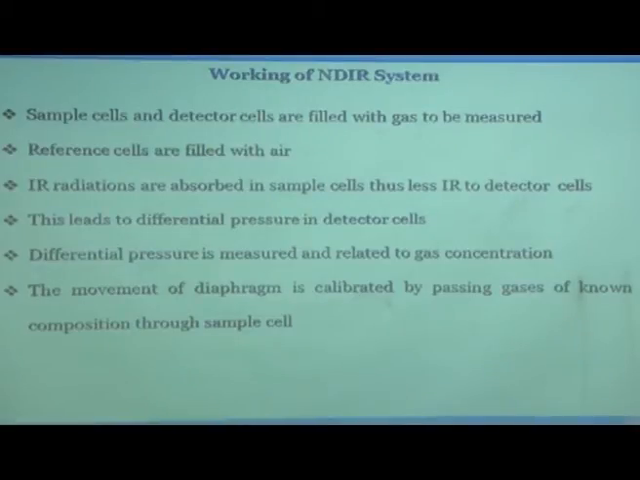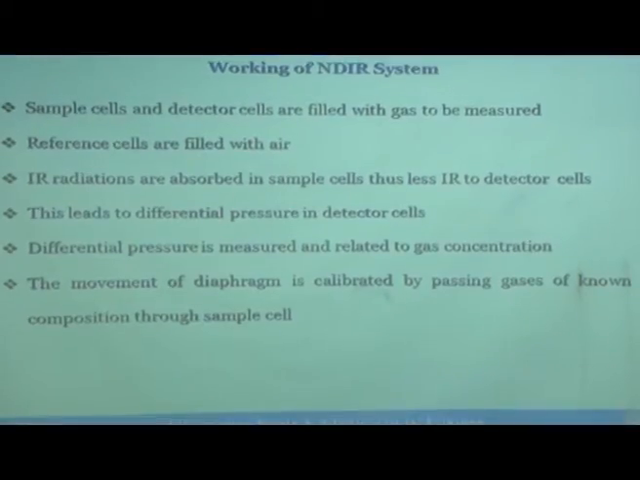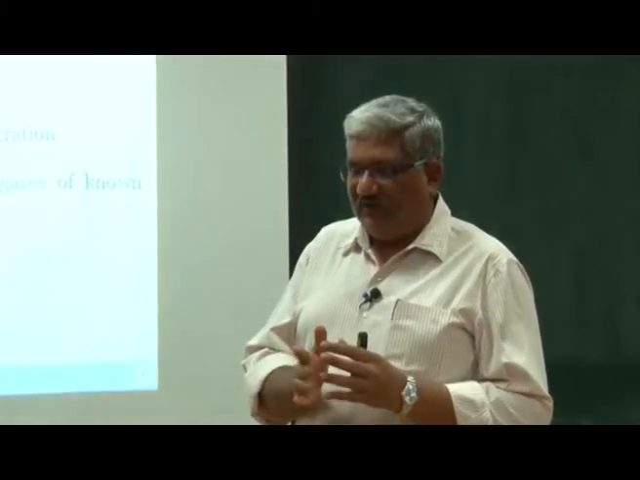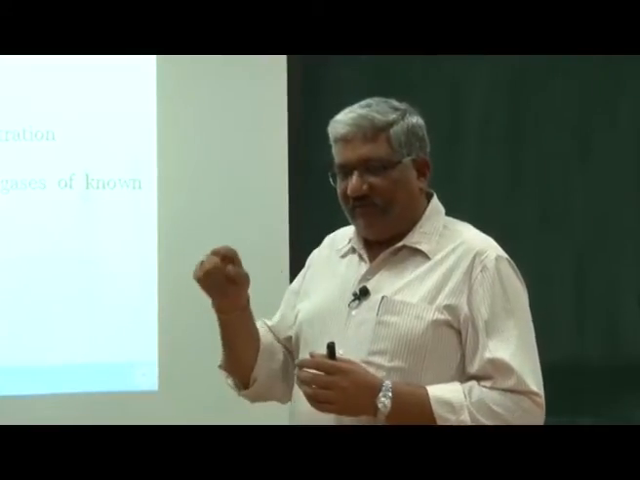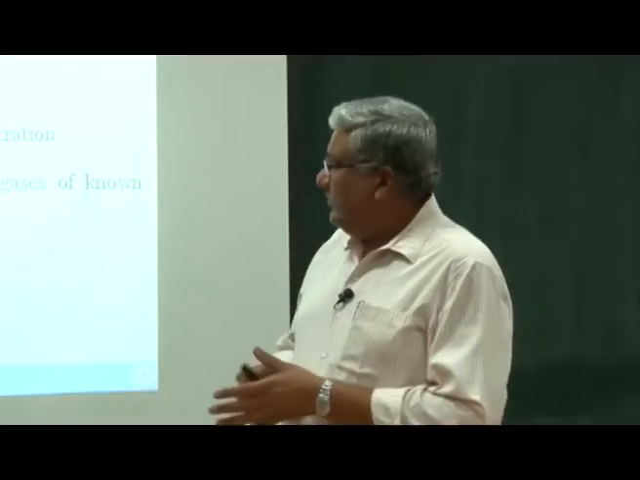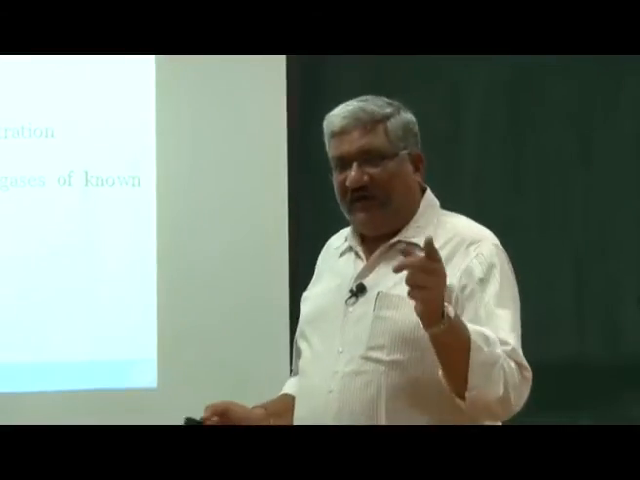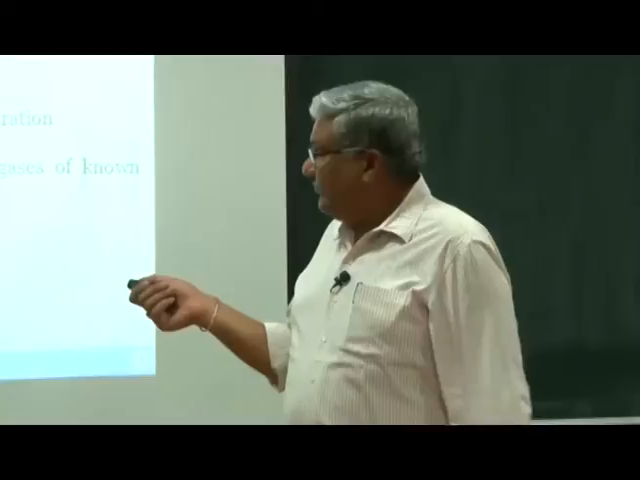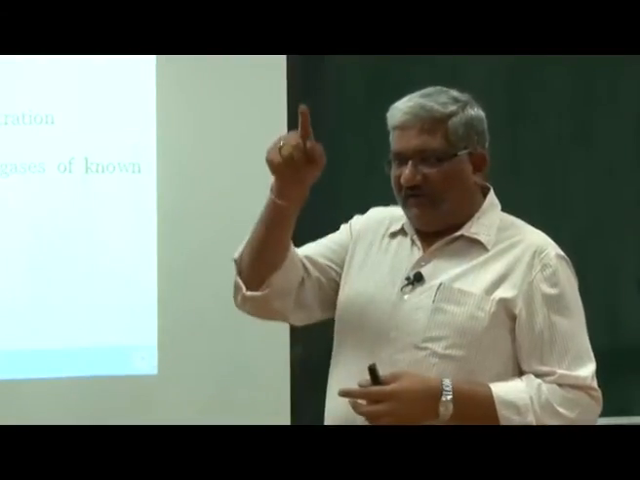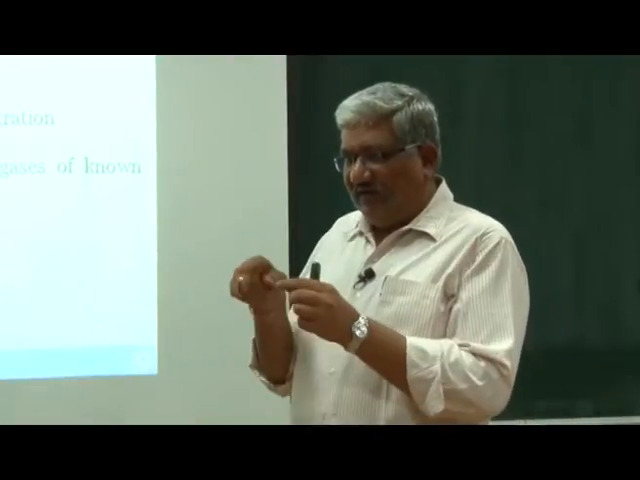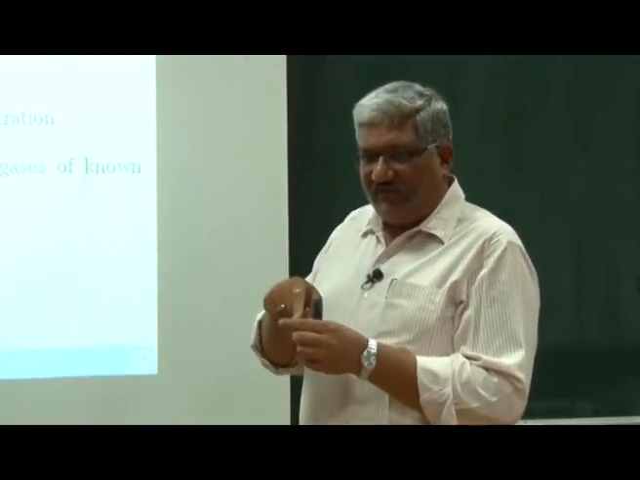So, basically you have to perform the calibration also. What you do is you take different known concentrations of carbon monoxide. Suppose I have a gas cylinder which has 5% carbon monoxide. I pass it through the sample cell, and I get some differential pressure. Then I take another sample, 10%, it gives me another differential pressure, 15%, 20%, and then I can make a calibration curve: this is my known concentration and this is my differential pressure.